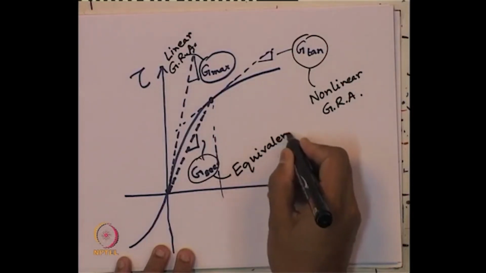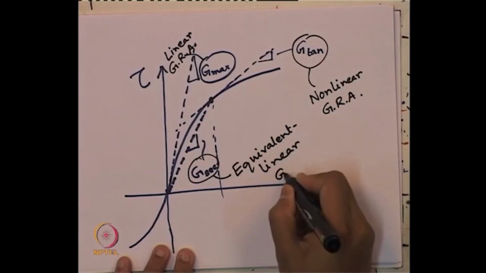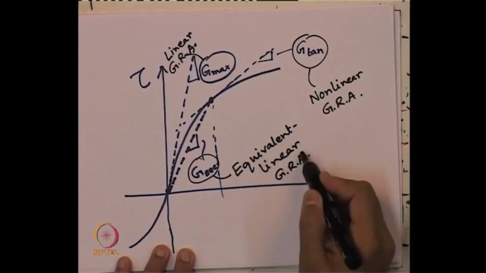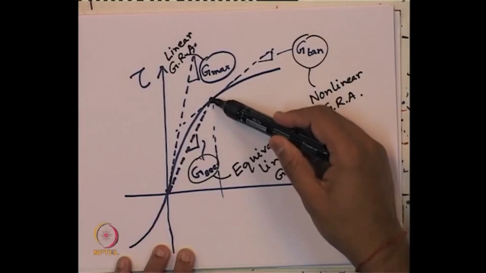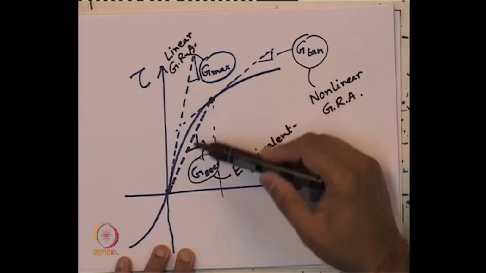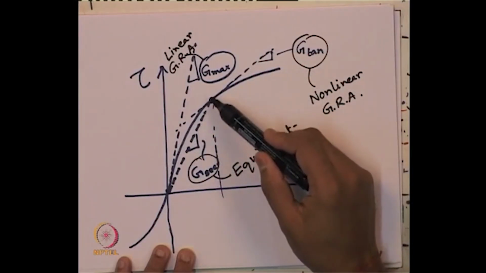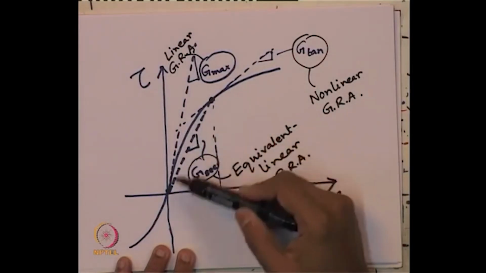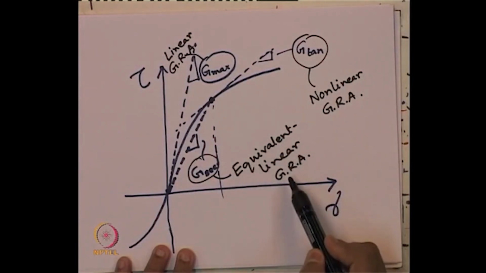equivalent linear ground response analysis. Why is it called equivalent linear? Because we have taken the stress strain behavior at a point on the curve of nonlinear behavior of the soil material, but we have joined that point with the initial value through a linear line or a straight line. That is why it is named equivalent linear.